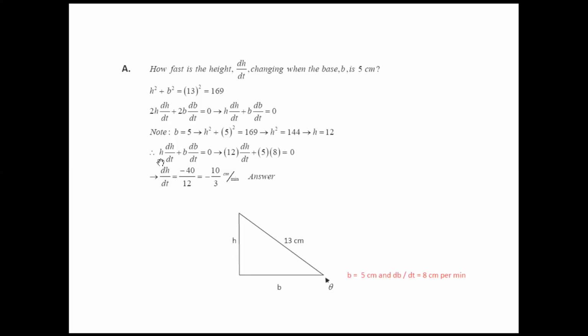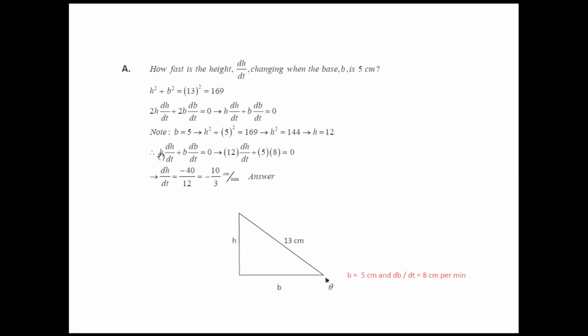Now we need dH dt. We know dB dt, we're given that. We know b, we're given that. We don't know h, so how are we going to find h? Well, we're going to come up here and use this expression, which says that h squared plus 5 squared, well, b is 5, is 169. So h squared is going to be 169 minus 25, 144. And so h is the square root of 144, which is 12. So now we know everything.